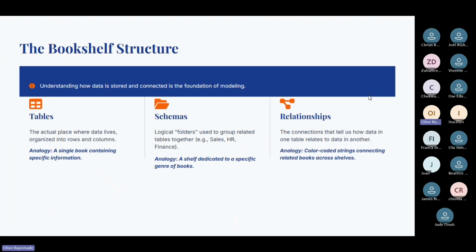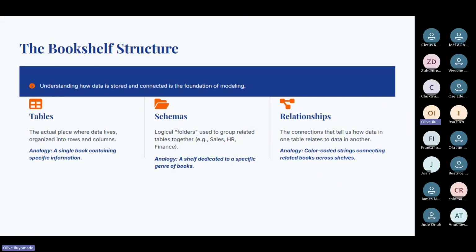So let's take a closer look at how data is stored in our warehouse. We'll take it step by step. We have our tables. I'm sure we all know what tables are. Tables are used for structured data, and the tables are where our data actually lives. Our data lives in tables and is organized into rows and columns.